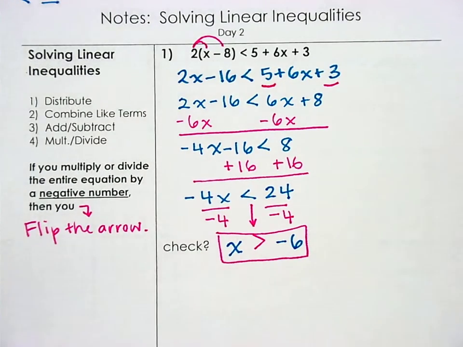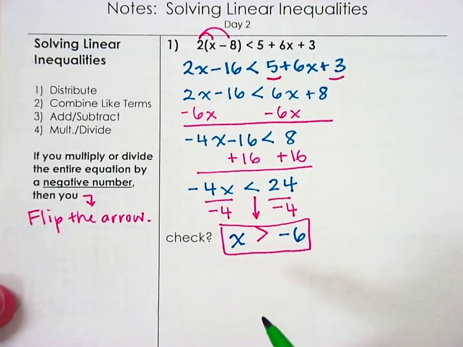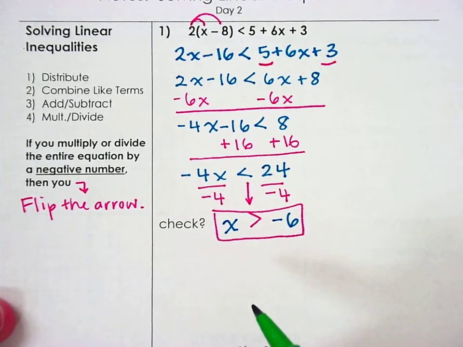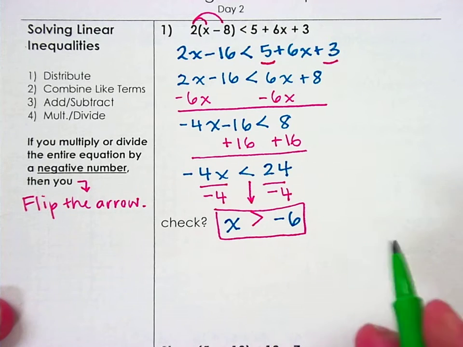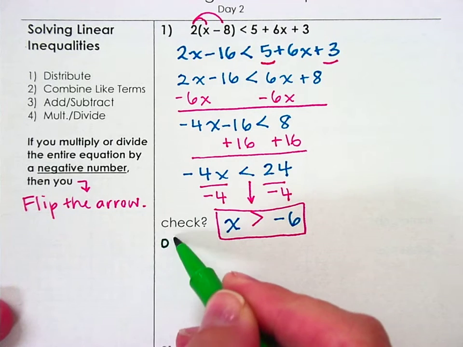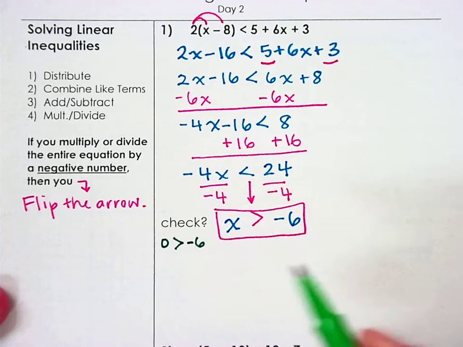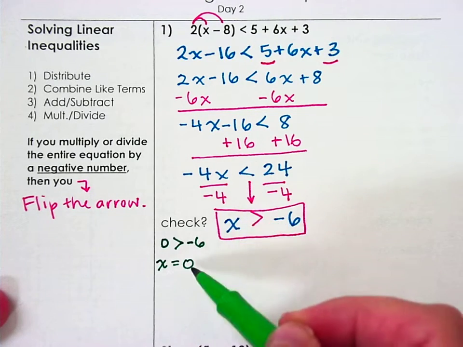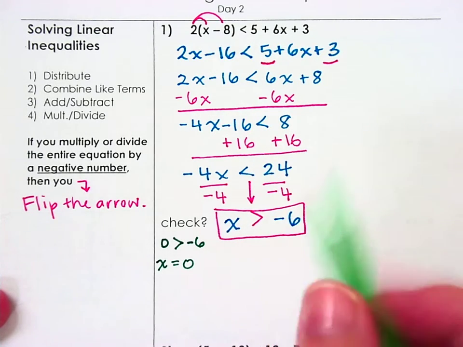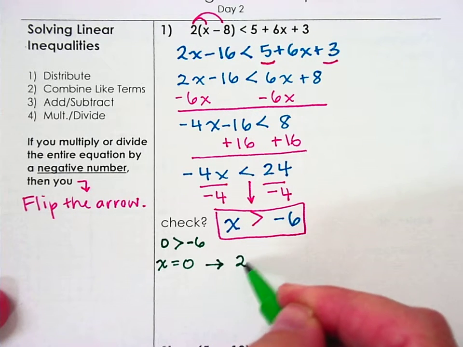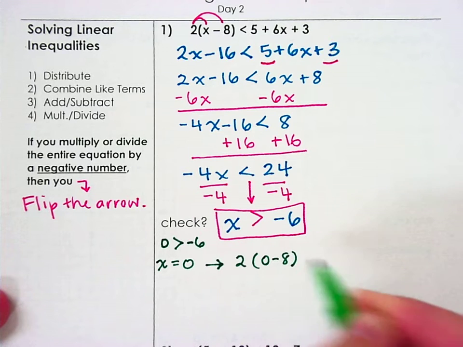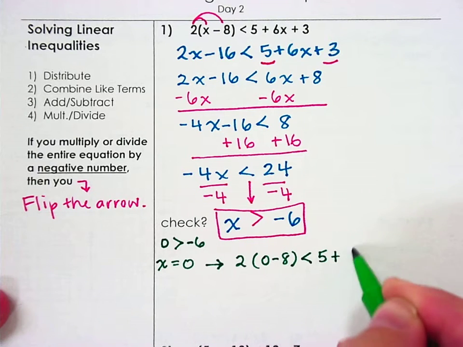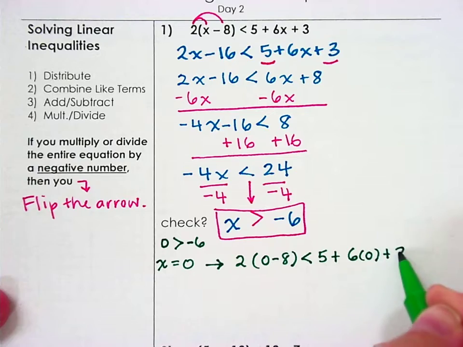So if we check our answer, I can take any number that is greater than negative 6. Let's pick a nice number greater than negative 6. How about 0? 0 is greater than negative 6. So let's check using 0. When x equals 0, I'm going to substitute 0 back into my original inequality. 2 times 0 minus 8 is less than 5 plus 6 times 0 plus 3.